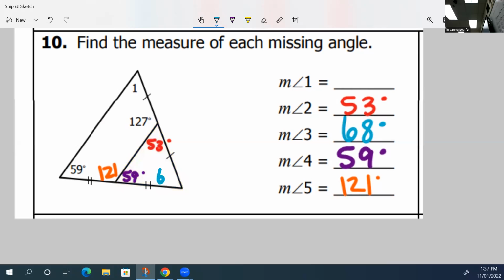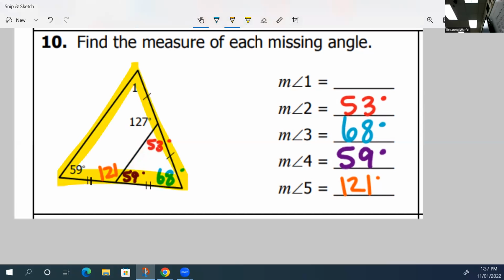Since you know that angle 3 is 68, then you can look at the whole big triangle, and you have the three angles within your big triangle, and you can add those up. So 180 minus your 59 minus your 68, and you're left with 53 this way.